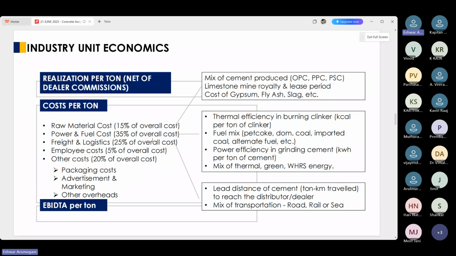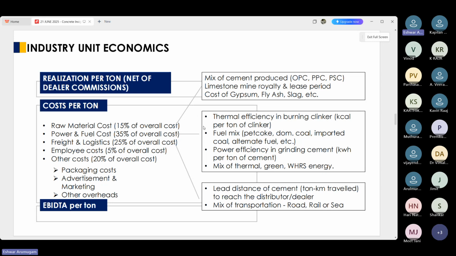Cement industry is very cyclical because 60% of the total cost, power and fuel cost and freight logistics, is linked to crude prices. And crude prices globally are very cyclical owing to the demand and supply dynamics of crude. So this 60% overall cost is very cyclical in the cement business, which is why cement businesses' EBITDA per ton goes through periods of booms and busts.